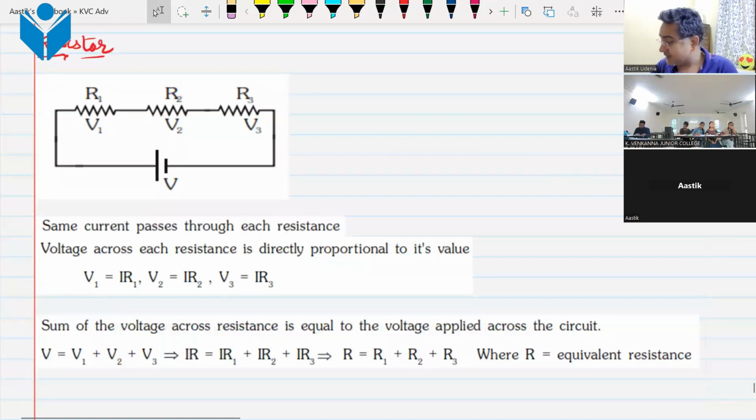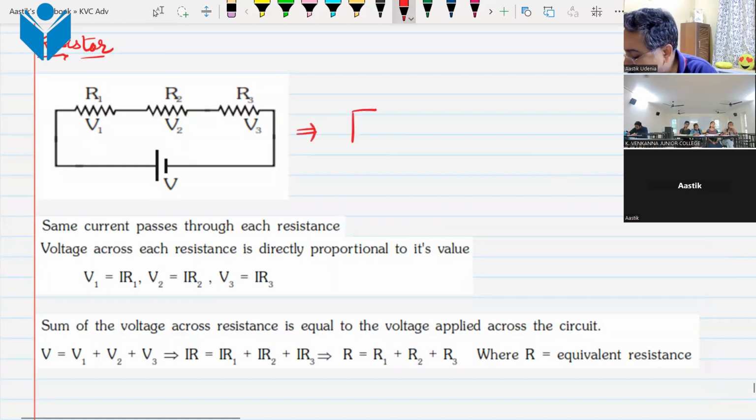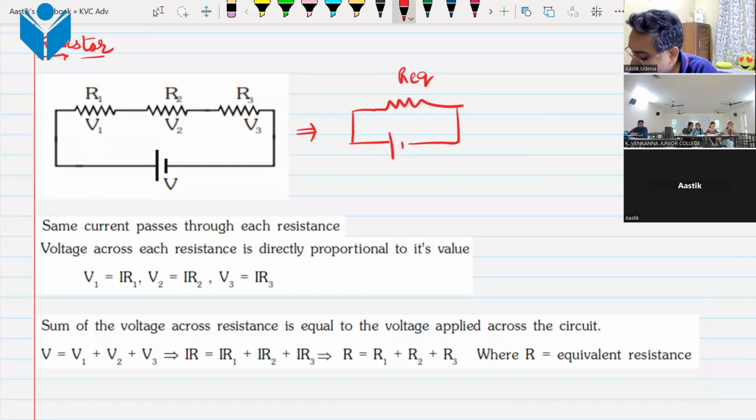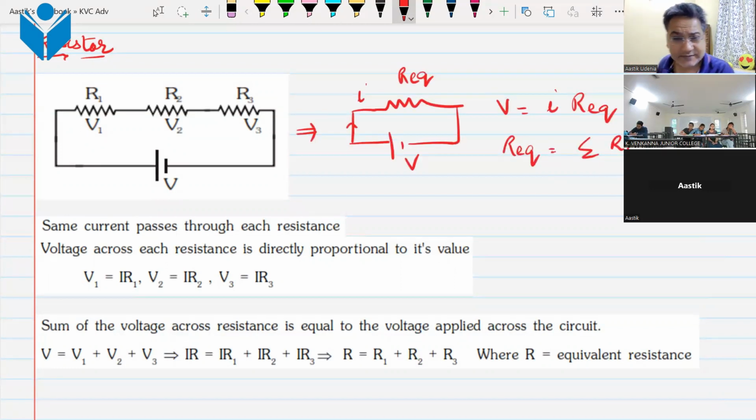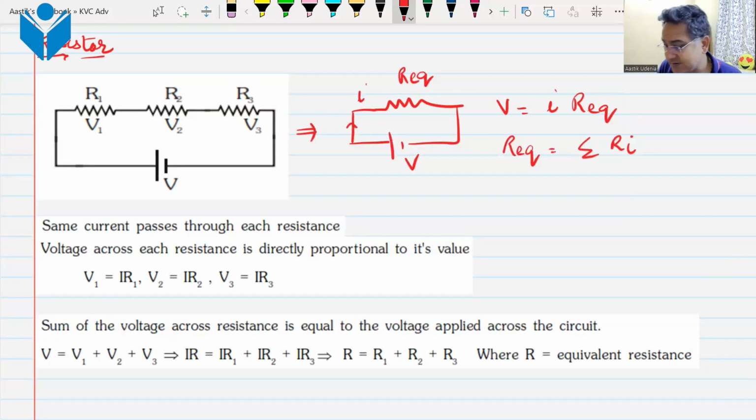Then you can replace these three by one resistor. That resistor will be known as the equivalent resistor. R equivalent. The same current will flow. We can write V is equal to I into R equivalent, and the value of this R equivalent will be equal to the summation of Ri. Do we understand this? Yes, sir. Here, the equivalent resistance will be more than the resistance of the biggest resistor. Yes or no? Yes, sir.